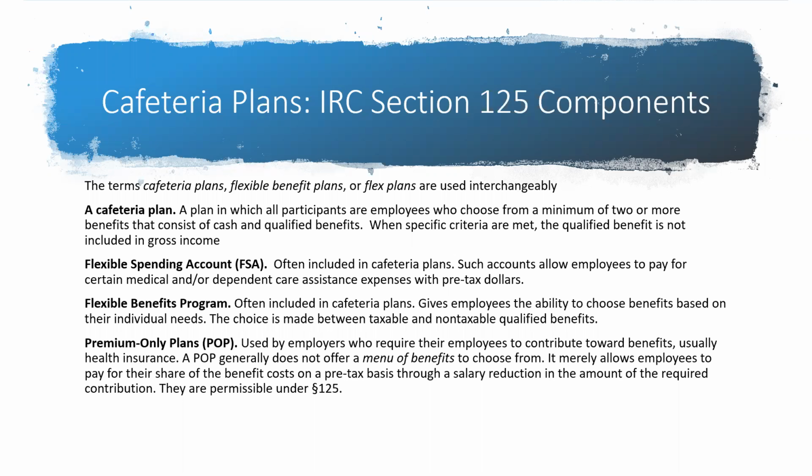A cafeteria plan, as defined in the Internal Revenue Code 125, is a plan in which all participants are employees who choose from a minimum of 2 or more benefits that consist of both cash and qualified benefits. The value of those qualified benefits is not included in gross income. However, if a cash benefit is chosen, that is included in the employee's income.